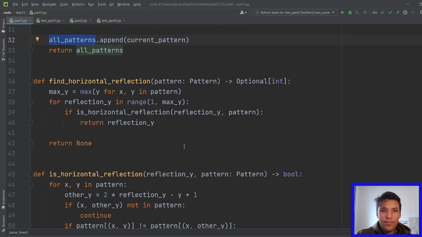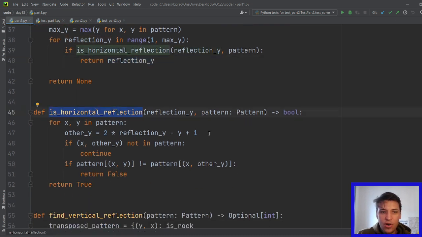Okay, and then with that we can find the reflections. So in order to find the horizontal reflection, what we'll do is we consider potential y-coordinates for a reflection, and this will be in this range starting at 1 and ending 1 before the maximum y. And then for each y-coordinate, we just check if this particular y-coordinate is a horizontal reflection or not. If it is, we return the y-coordinate.